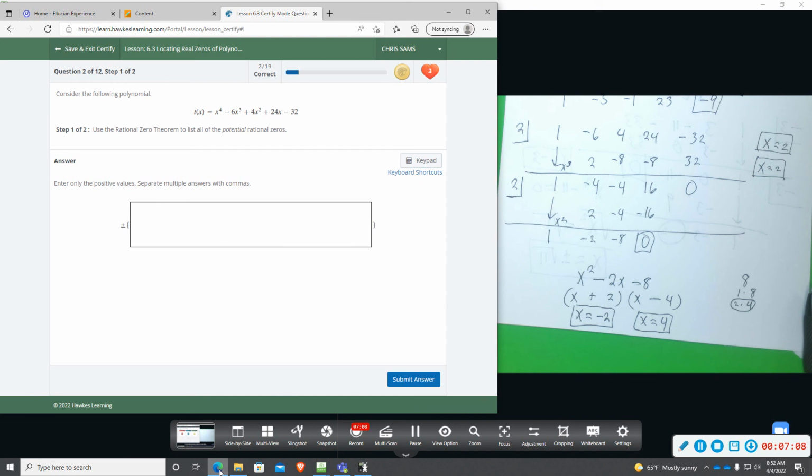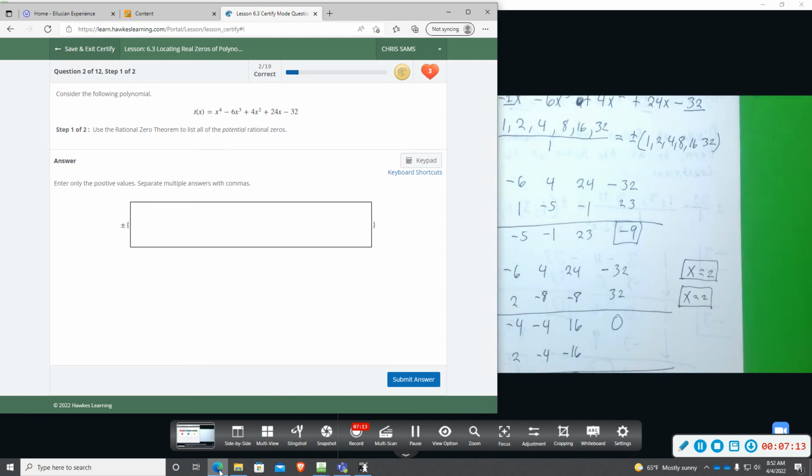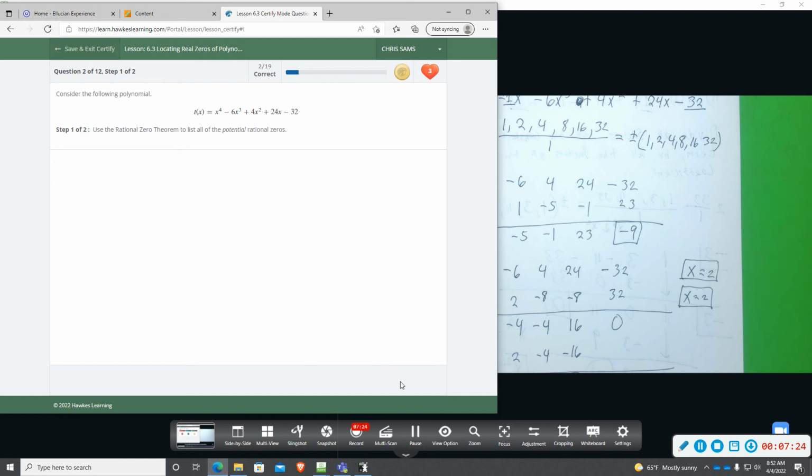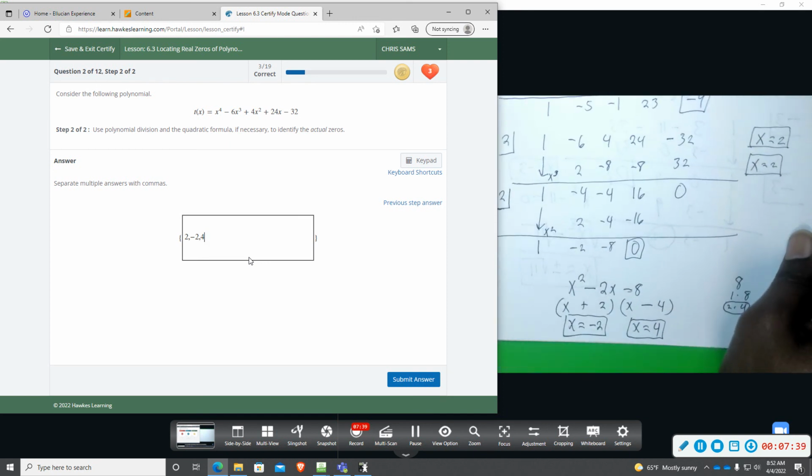So first, let me go back. We're going to list the possible zeros: 1, 2, 4, 8, 16, and 32. And then we're going to list the ones that actually work: 2, negative 2, and positive 4. So those are the numbers we found using synthetic division.